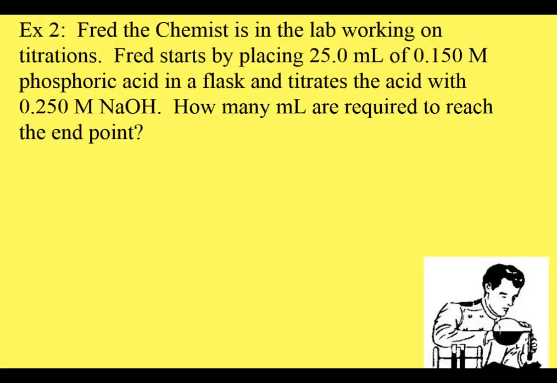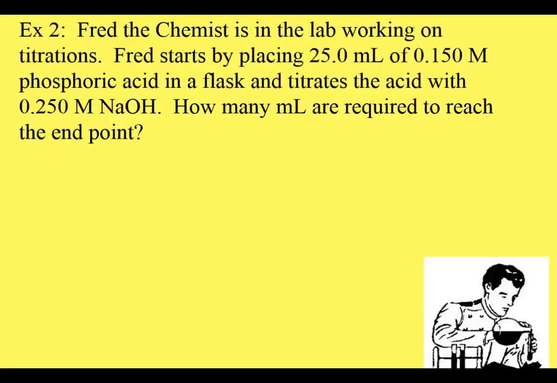Let's take another look at a problem. Example 2. Fred the chemist is in the lab working on titrations. Looks like Fred is looking very sharp today. Fred starts by placing 25 milliliters of 0.15 molar phosphoric acid in a flask and titrates the acid with 0.250 molar NaOH. How many milliliters are required to reach the endpoint?